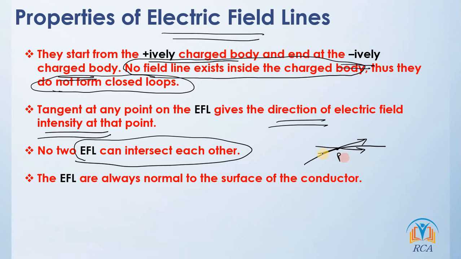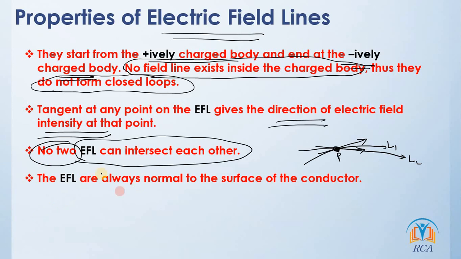So if there were two lines which were supposed to intersect, suppose this was line 1 and this was line 2 and they were intersecting at point P, then at a single point there would be two different tangents acting. But again, there cannot be two different tangents at a given point. Therefore, no two EFLs can intersect each other.